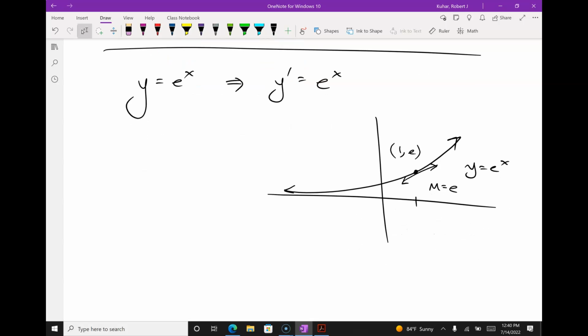So what's our tangent line here? Someone read it to me. Y minus what? Y minus e equals e times x minus 1.